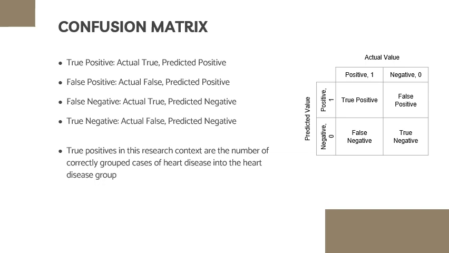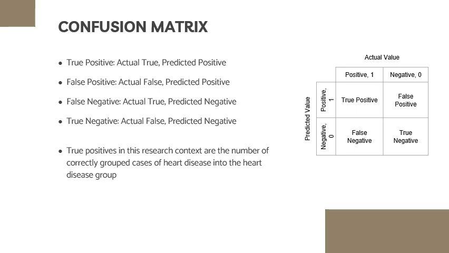So then we have the false negative, which are actually positive but predicted as negative. So this is also misclassified. And we have the true negative, which are actually negative and predicted as negative. This means it is correctly classified. So the true positives in this research context are the number of correctly grouped cases of heart disease into the heart disease group.